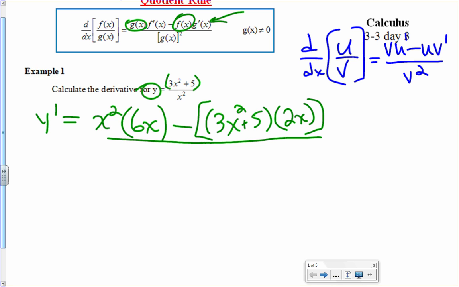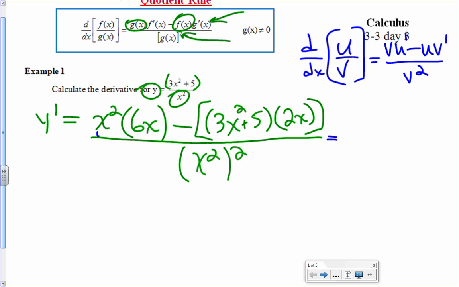All over g of x, which is the bottom, so it's x squared, because that's what the bottom is, right? But I have to, in the rule, square it. Okay, how are we doing so far? Doing good? All right, well, let's clean this up a little bit.